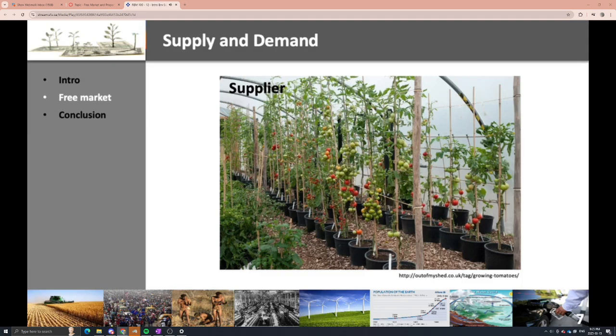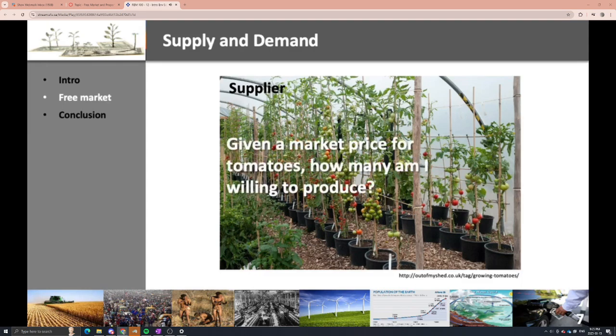Now, obviously, this is going to depend on how much money you can make from selling tomatoes or carrots. If you can make a lot of money from tomatoes, you'll probably focus most, if not all, of your resources on growing tomatoes. But if you cannot get a good price for your tomatoes, then you'd be better off focusing on your carrot production. So the questions you have to ask as a producer are, given a market price for tomatoes, how many tomatoes am I willing to produce?